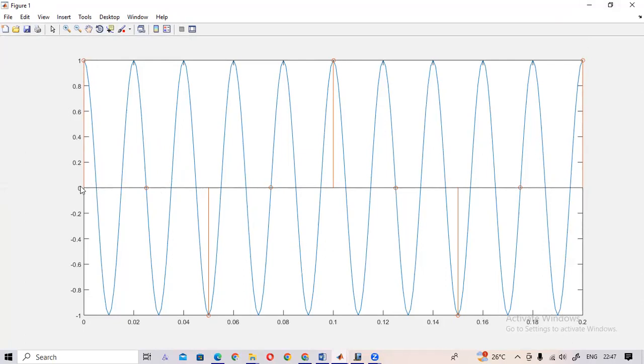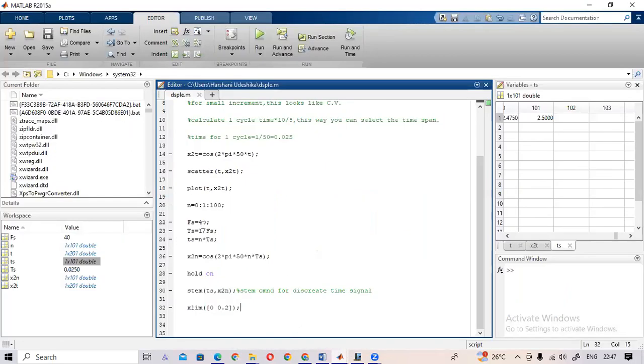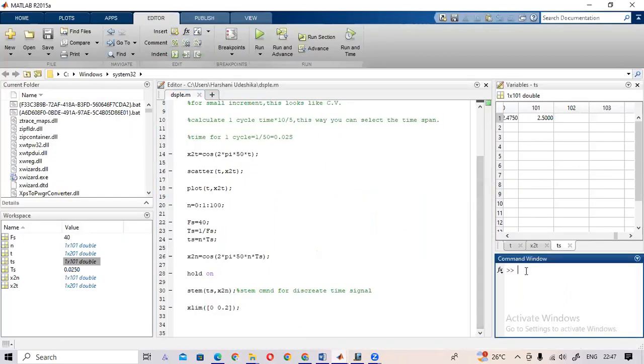So you can compare the corresponding sample point with the actual sample point. Maybe you can remember that the sampling frequency is 40. So what is the one sample time? That is 1/40. This is the sampling time. So it will be 0.025.